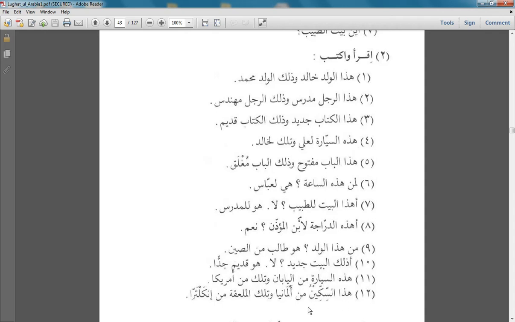هذا السكين من ألمانيا وتلك الملعقة من إنكلترا. This knife is from Germany, Almania, it means Germany, and in French also, Aliman, it's the name for Germany, and that spoon is from England.